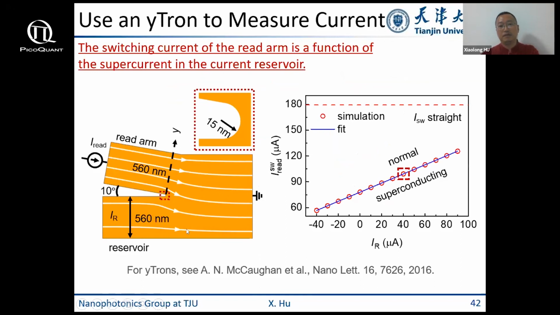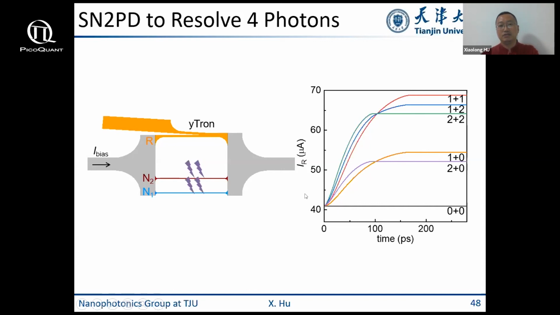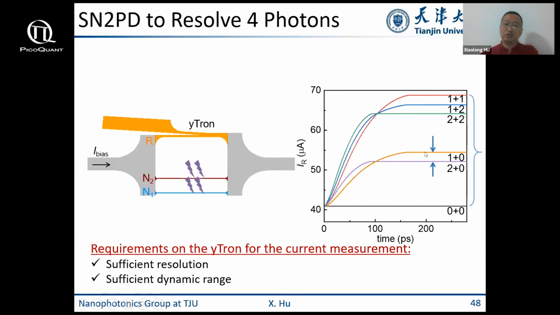This is a device invented by MIT to non-invasively read out the current in the reservoir by measuring the switching current of the reader. With the first photon, we generate current in the reservoir. The second is a different case. So 2 photons on the nanowire is another steady state, and so on and so forth. So for SN2PDs, it can resolve 4 photons. The key is that we need sufficient resolution to measure the current difference and sufficient dynamic range.